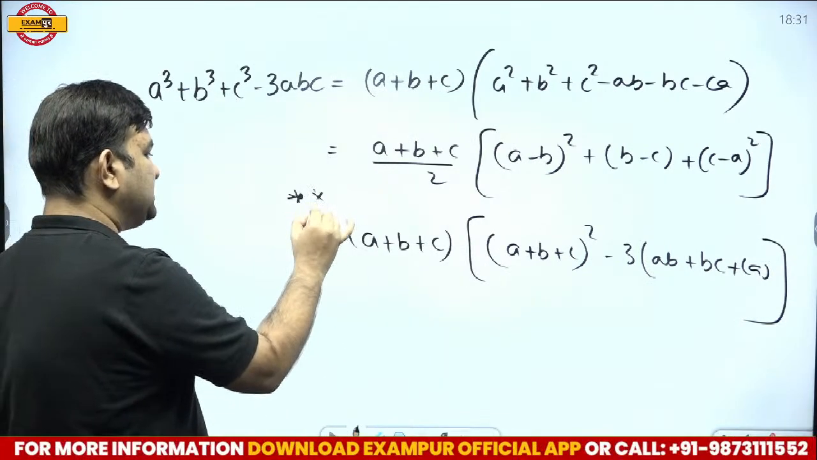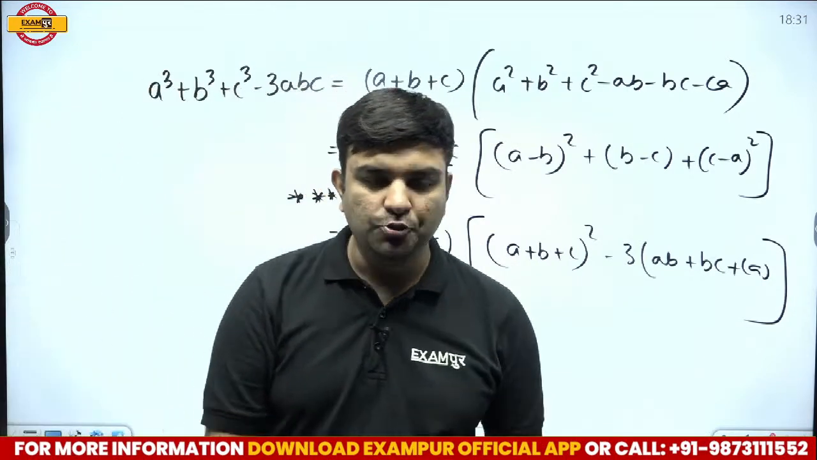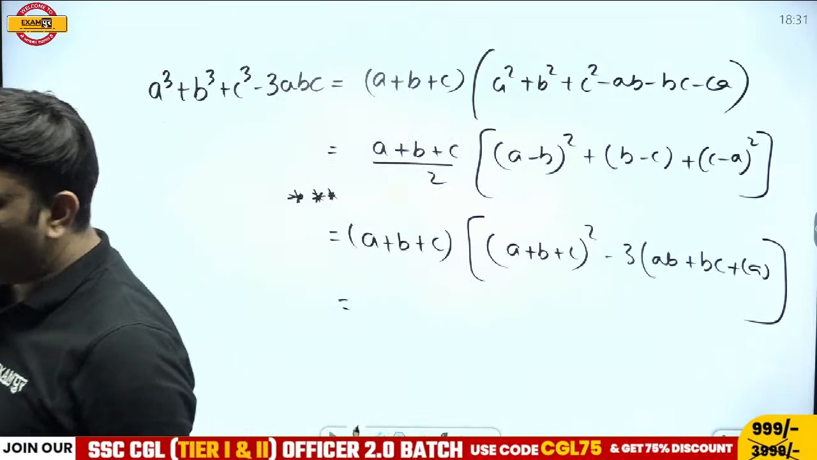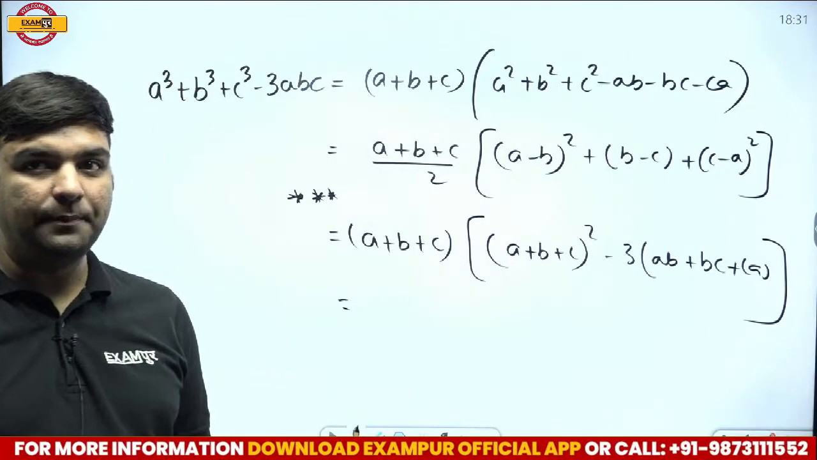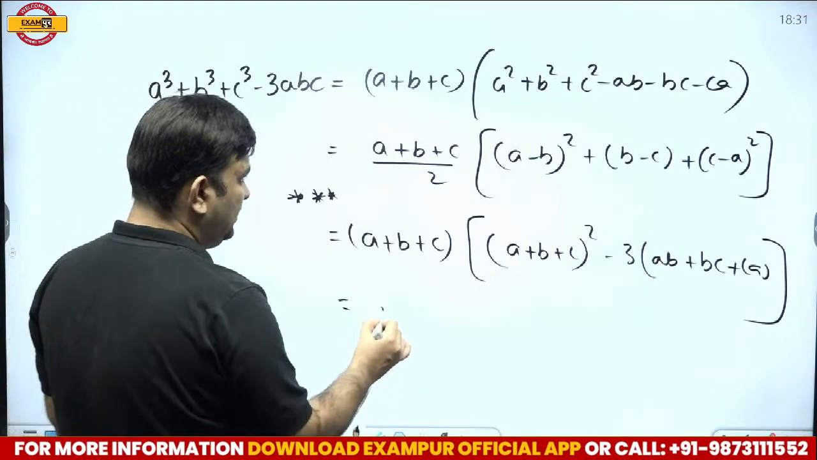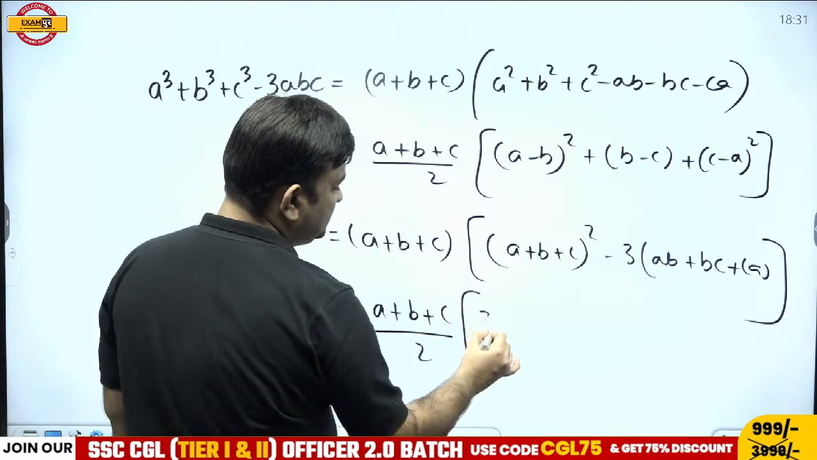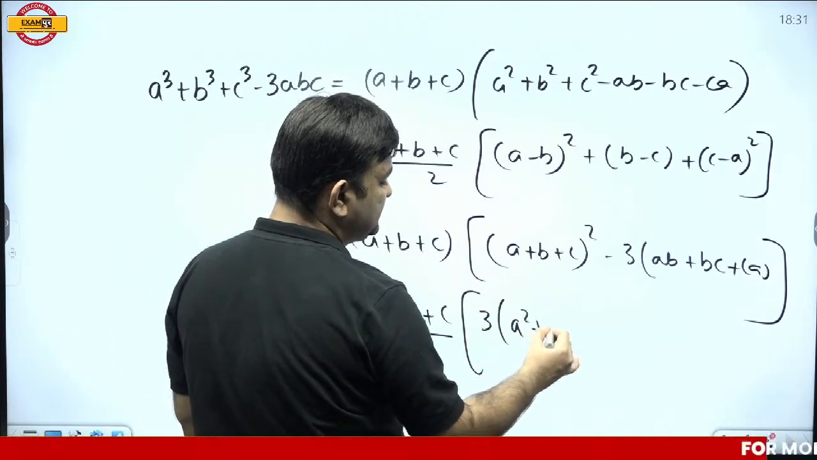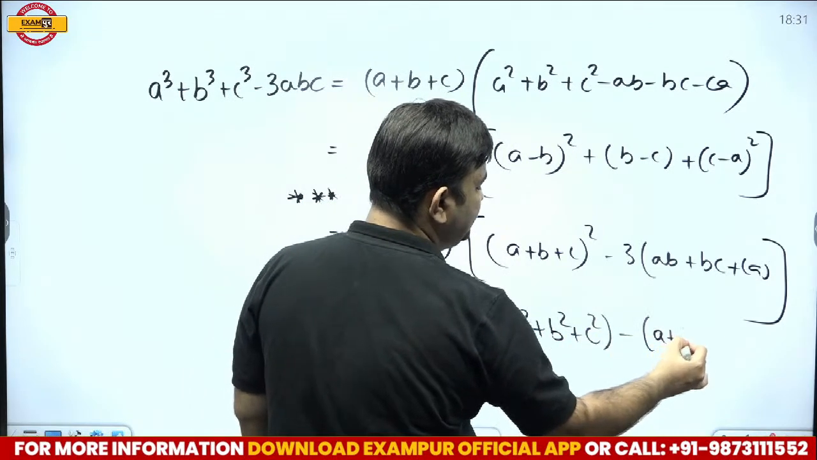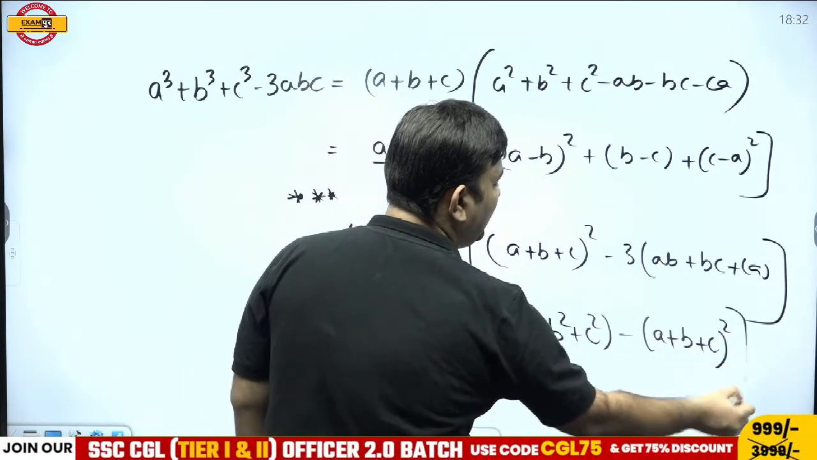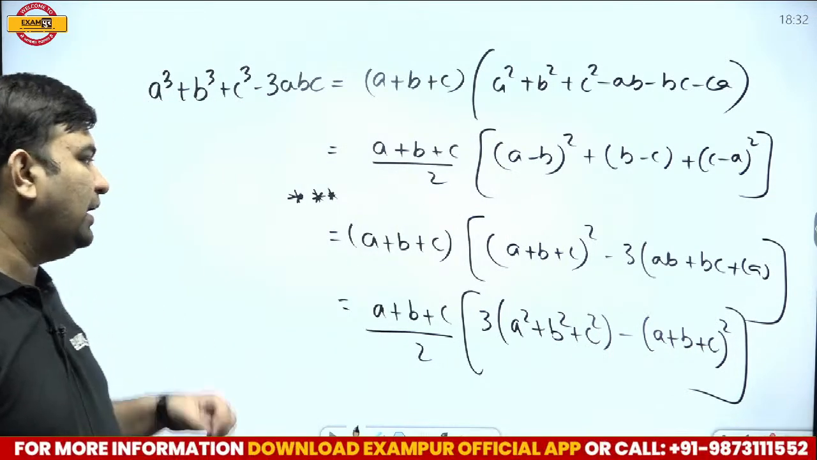The fourth and the last way, which only 1% of the students use. We have used it in the previous question. It is (a plus b plus c) divided by 2, times 3 times (a square plus b square plus c square) minus (a plus b plus c) whole square. They all are interconvertible, guys.